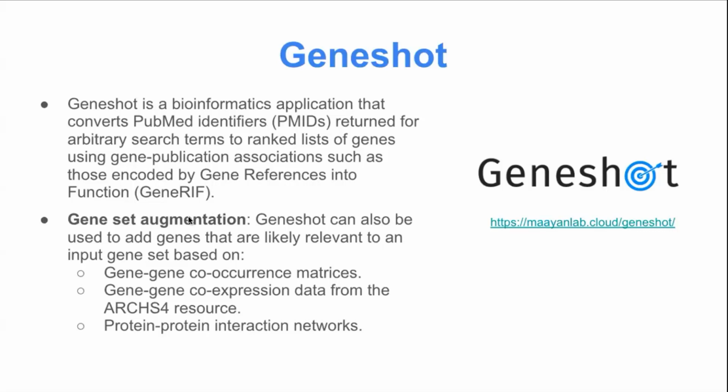And so gene set augmentation is the process of adding genes that are likely relevant to an input gene set based on gene similarity matrices. And these matrices can be defined by gene co-occurrence matrices, which are basically a matrix that would define how much a specific gene occurs with another gene. And we can also use gene co-expression data from the ARCHS4 resource to construct these gene similarity matrices.